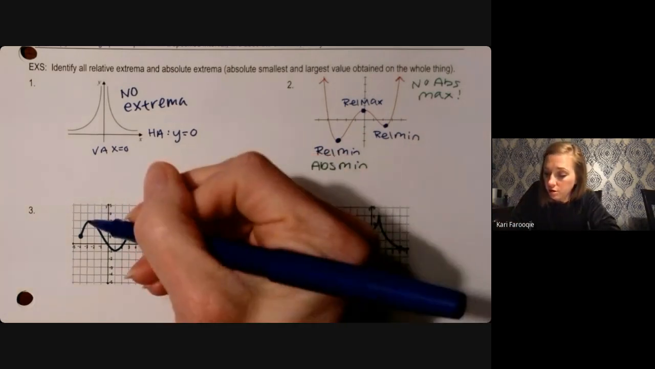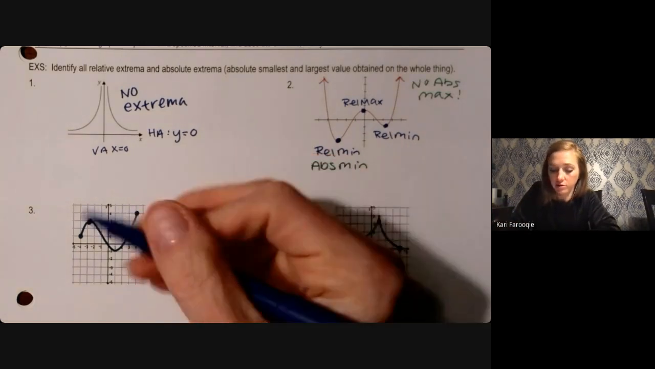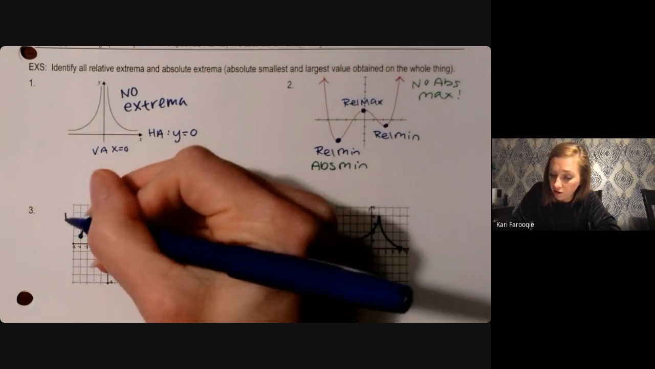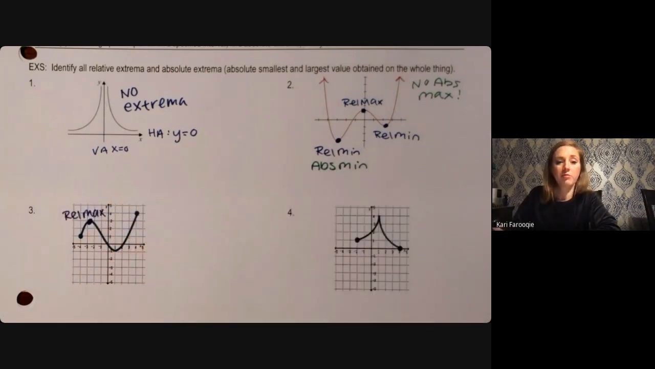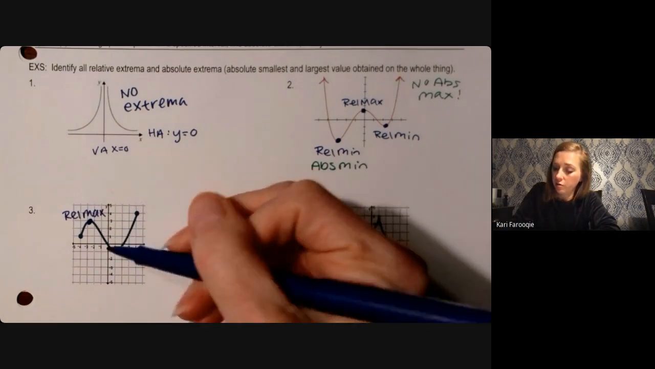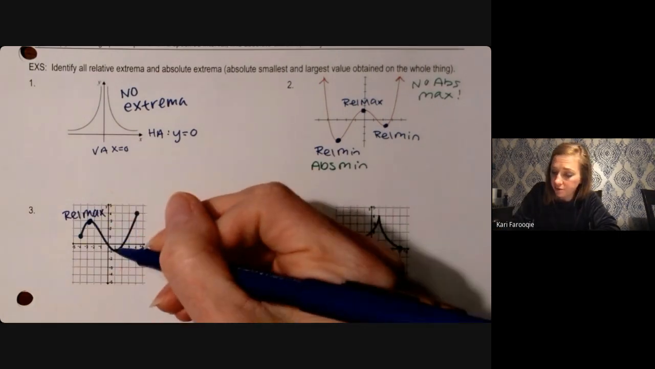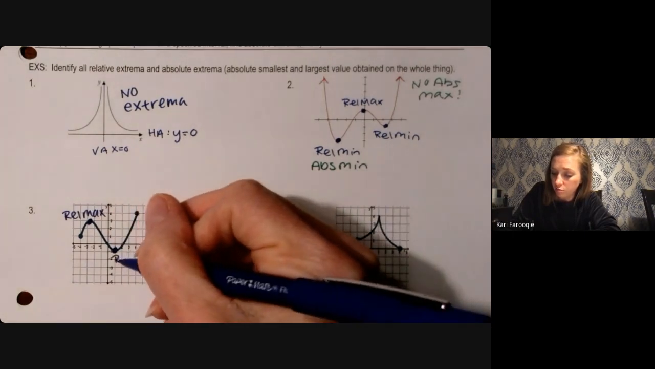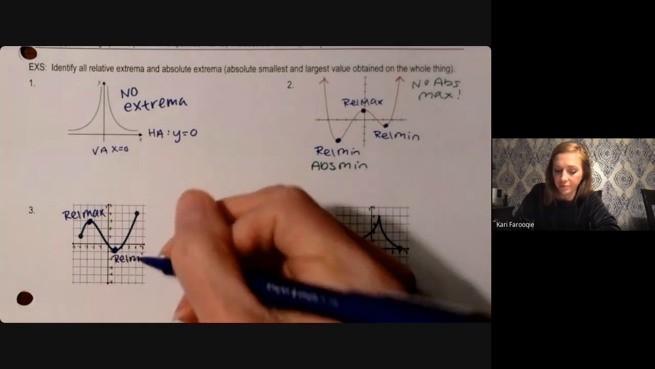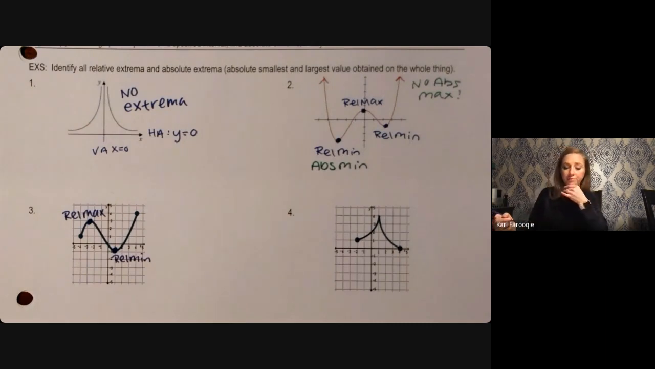As I'm looking here, I'm noticing right away that it looks like I have a local or relative maximum up here at the top of this hill. And then if I look to the bottom, the lowest point that I'm seeing right now is the relative minimum at the bottom of this hill.